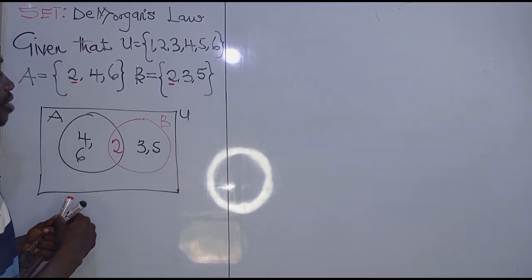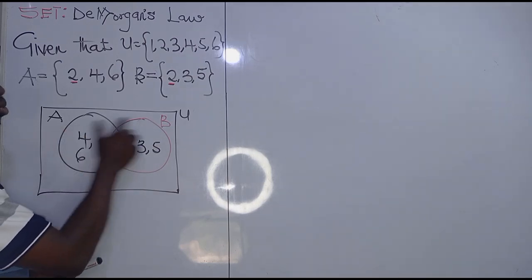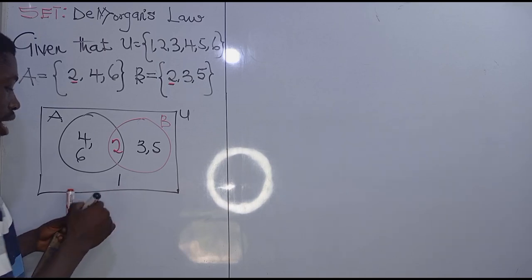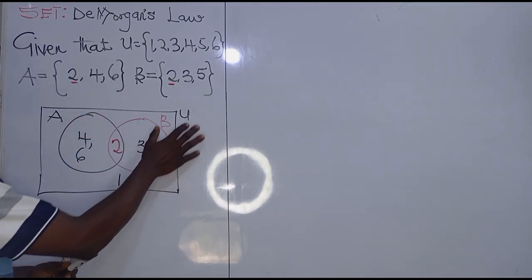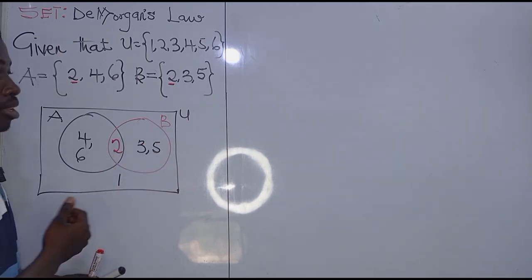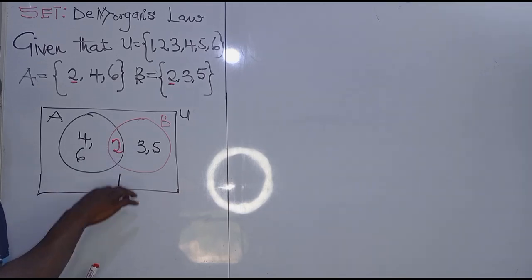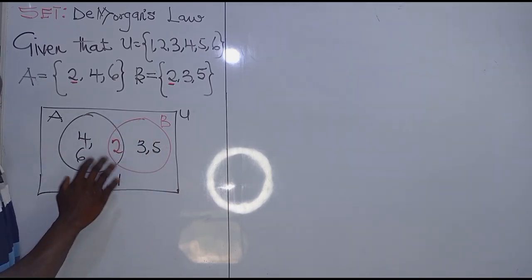Good. We also have an element that belongs to the universal set, but does not belong to these two subsets A and B. So we are going to represent it anywhere around these two circles, but within the universal set. So what we are going to do is shade the regions that are represented with these elements or numbers.